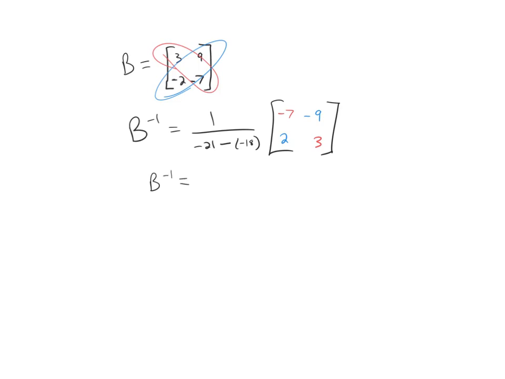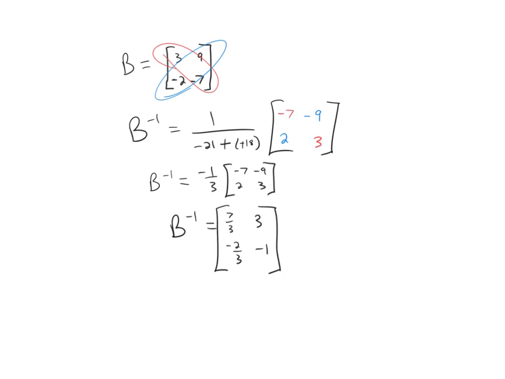For the downs minus the ups, I get negative 21 minus a negative, that's plus, so I get 1 over negative 3. So that's a negative 1/3. And then I'm going to multiply that by this matrix. And so my final answer for the inverse matrix of B is 7/3, 9/3, which is 3, negative 2/3, and negative 3/3, which is negative 1.